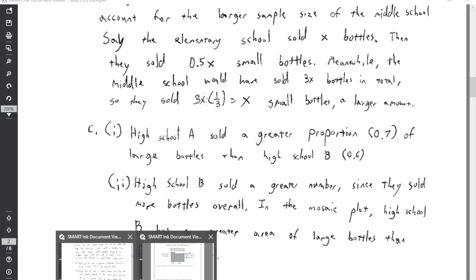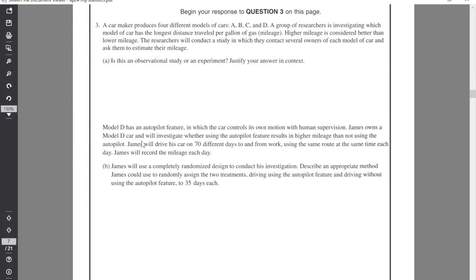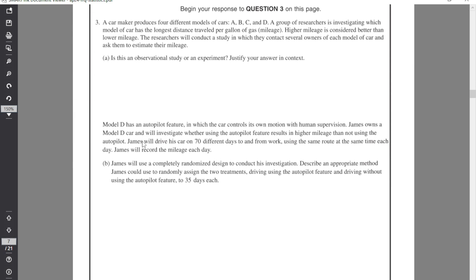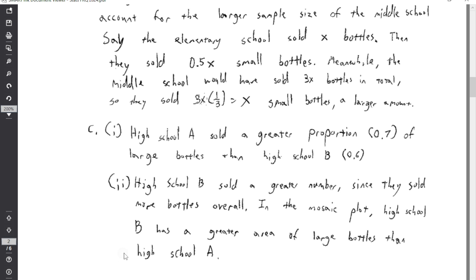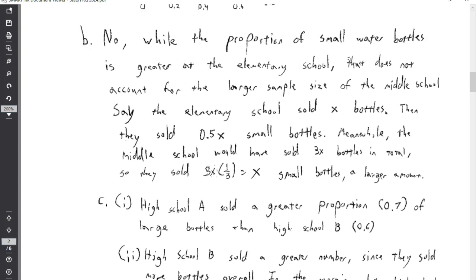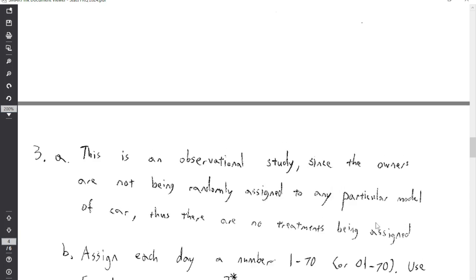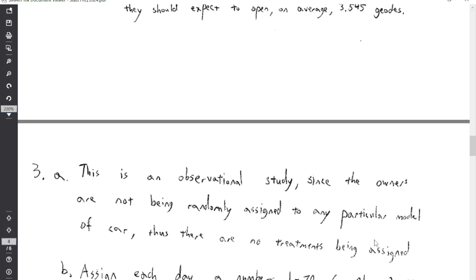Question 3. We have our car maker. We want to look at which model has the best mileage. It's asking, is this an observational study or an experiment? Well, it's an observational study because the owners are not being randomly assigned to any particular model.